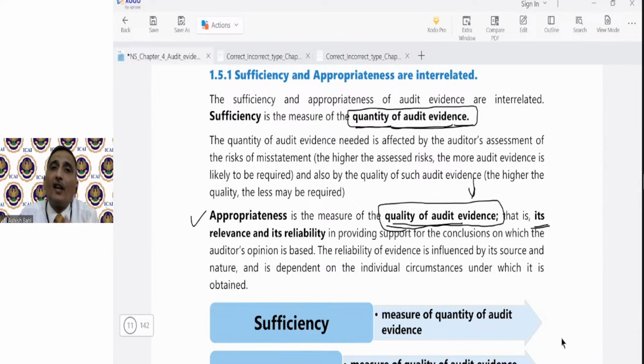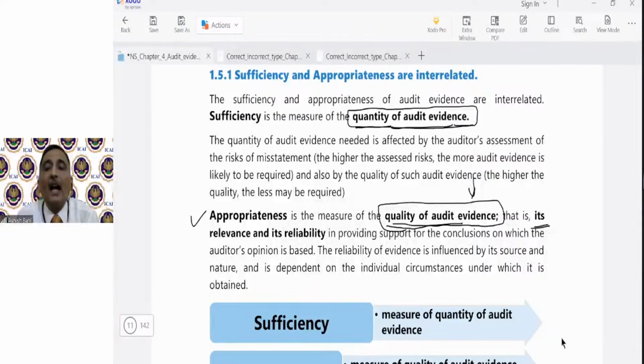So what is relevance? What is reliability? This we have got to know just a few minutes back. So therefore, remember that sufficiency is a measure of quantity of audit evidence, whereas appropriateness is a measure of quality of audit evidence. So that is the difference between these two things. Sufficiency is related to quantity and appropriateness is related to quality.